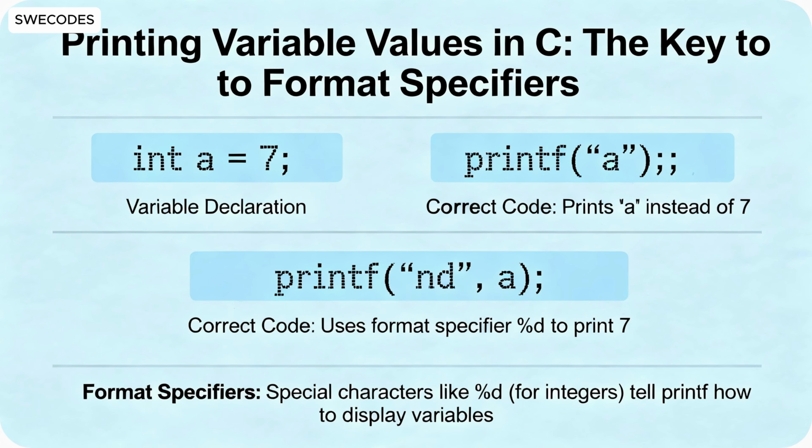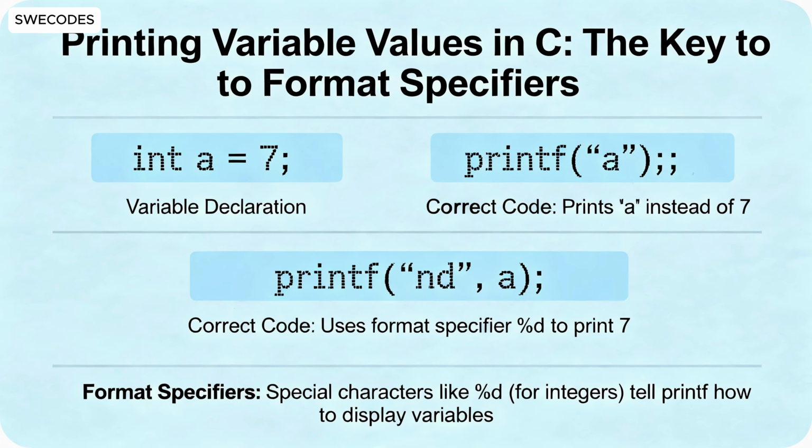You've printed Hello World. Congratulations. But now the real work begins. How do you print the value of a variable? This is the first critical hurdle where many new C programmers get stuck. You have a variable, int a equals 7. How do you get that 7 onto the screen? If you simply write printf("a"), you get the letter a, not its value. The key to unlocking your program's data and displaying it is a mechanism called format specifiers.